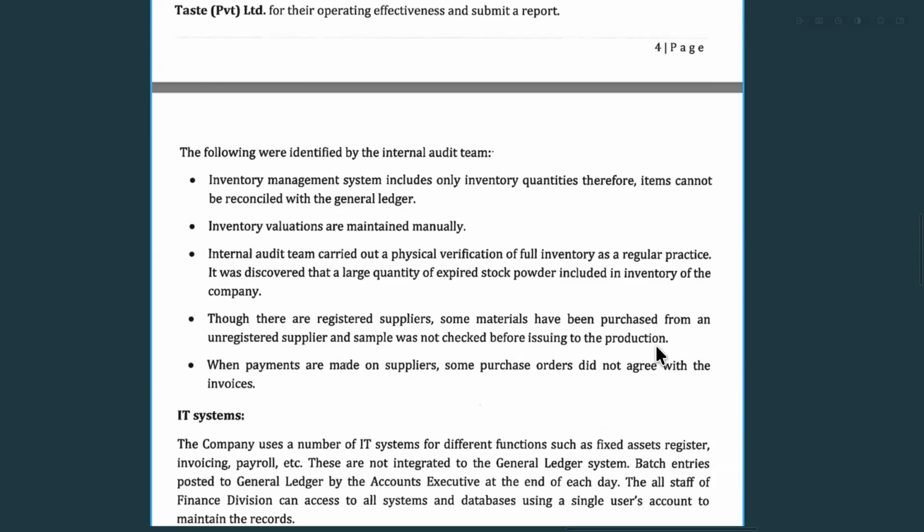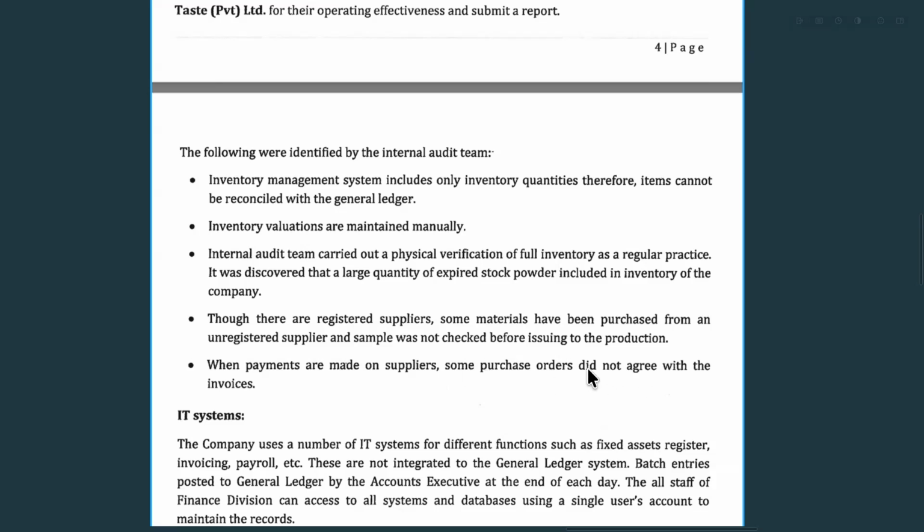So there is a policy in the company that we have to buy from the registered suppliers. But still some materials were purchased from unregistered suppliers, and for those materials they didn't check the samples before issuing to production. Always, the storekeeper or the people in charge of checking quality have to check whether that material is actually of good quality in terms of expiry date, in terms of conditions, in everything, before it is issued to production. So they didn't check before issuing to production. Major significant deficiency. And when payments are made to suppliers, some purchase orders didn't agree with the invoices.